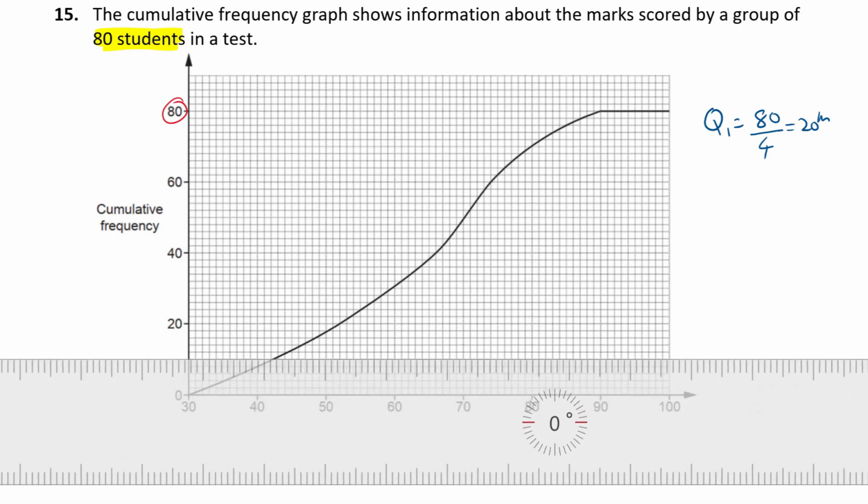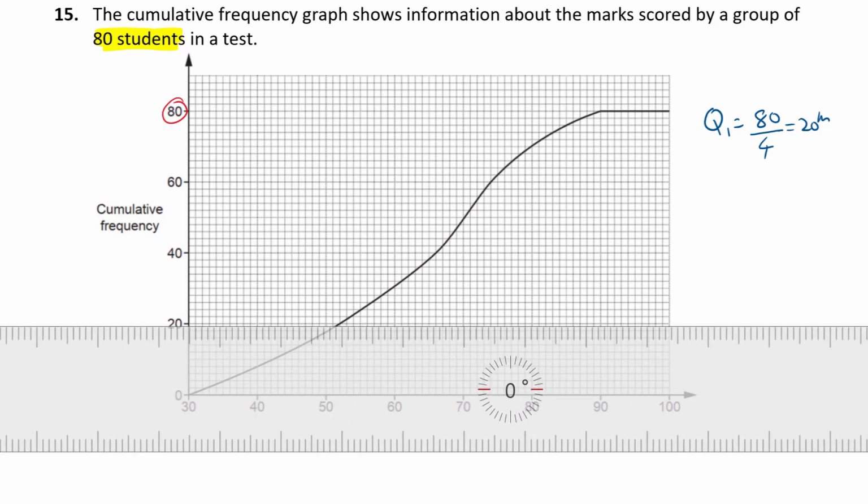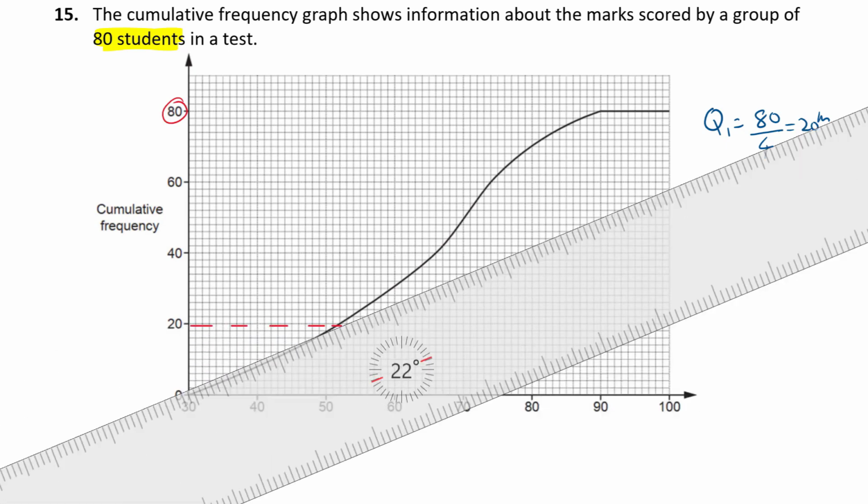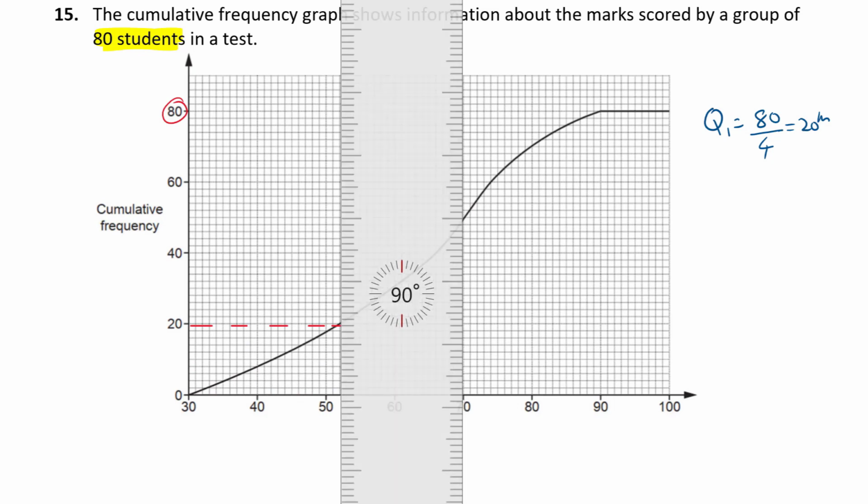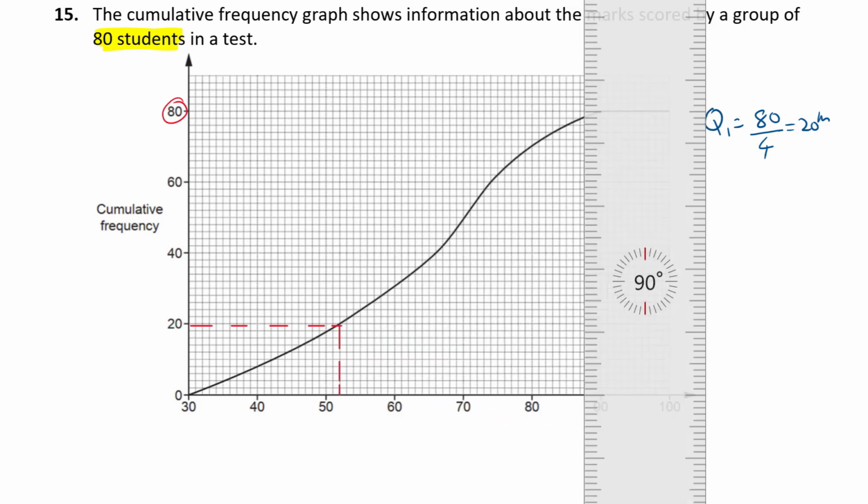It means that if I find 20 on my cumulative frequency curve, draw along till I hit the point where I hit the curve, and then switch directions and then draw down, that is going to be my Q1 value. Now I read that as 52. There are 10 little divisions between 50 and 60. So I'm saying Q1 is 52.